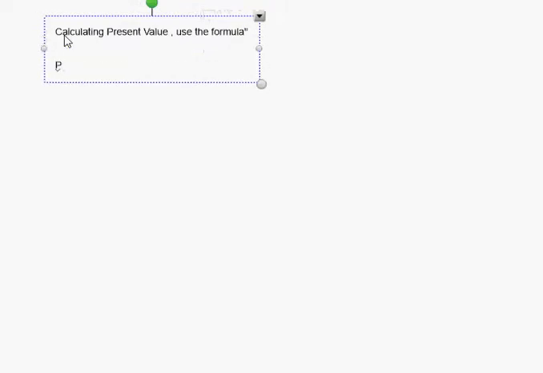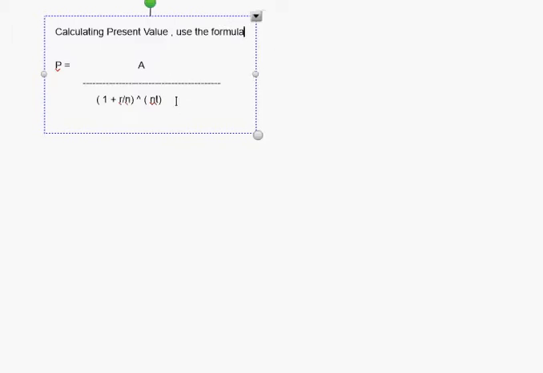Calculating present value, use the formula P equals A over (1 plus R divided by N) raised to the NT. Just an algebraic manipulation of our compound interest formula, but just solve for P.